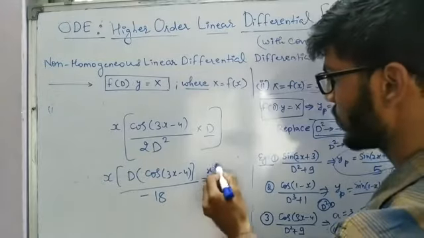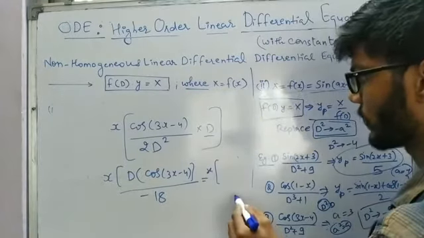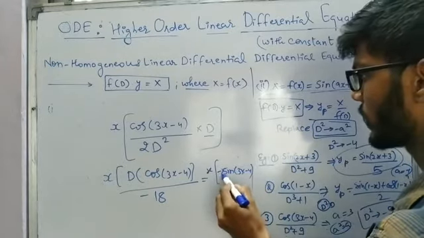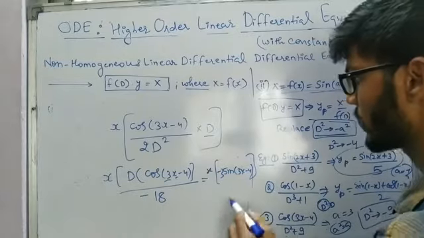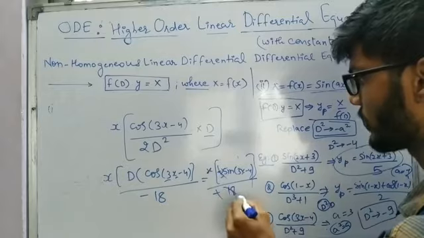So differentiate only cos(3x minus 4), and differentiation of cos is nothing but minus sin again. So minus sin(3x minus 4), and into 3 is going to come out, because it is in multiplication with x. And now minus 18. So minus minus gets cancelled, and 3 sixes are 18.